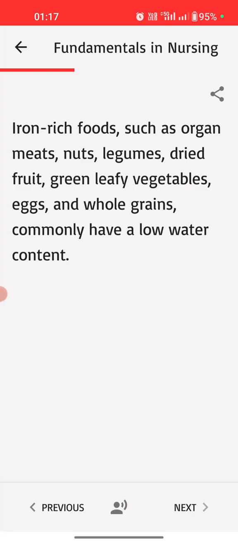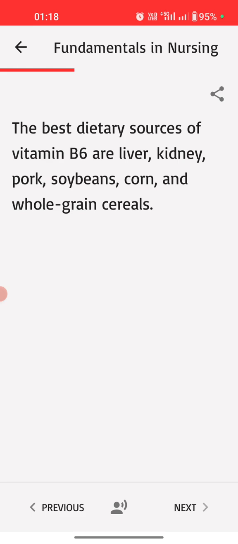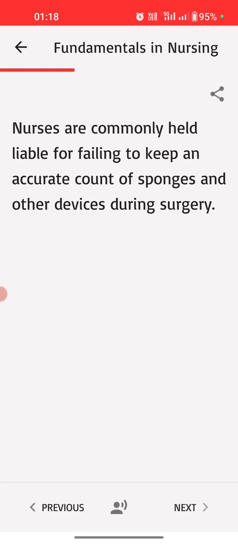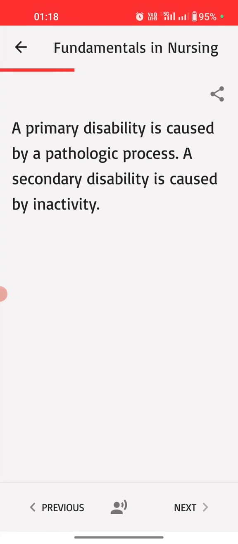Iron-rich foods, such as organ meats, nuts, legumes, dried fruit, green leafy vegetables, eggs, and whole grains, commonly have a low water content. The best dietary sources of vitamin B6 are liver, kidney, pork, soybeans, corn, and whole grain cereal. Nurses are commonly held liable for failing to keep an accurate count of sponges and other devices during surgery. A primary disability is caused by a pathologic process. A secondary disability is caused by inactivity.